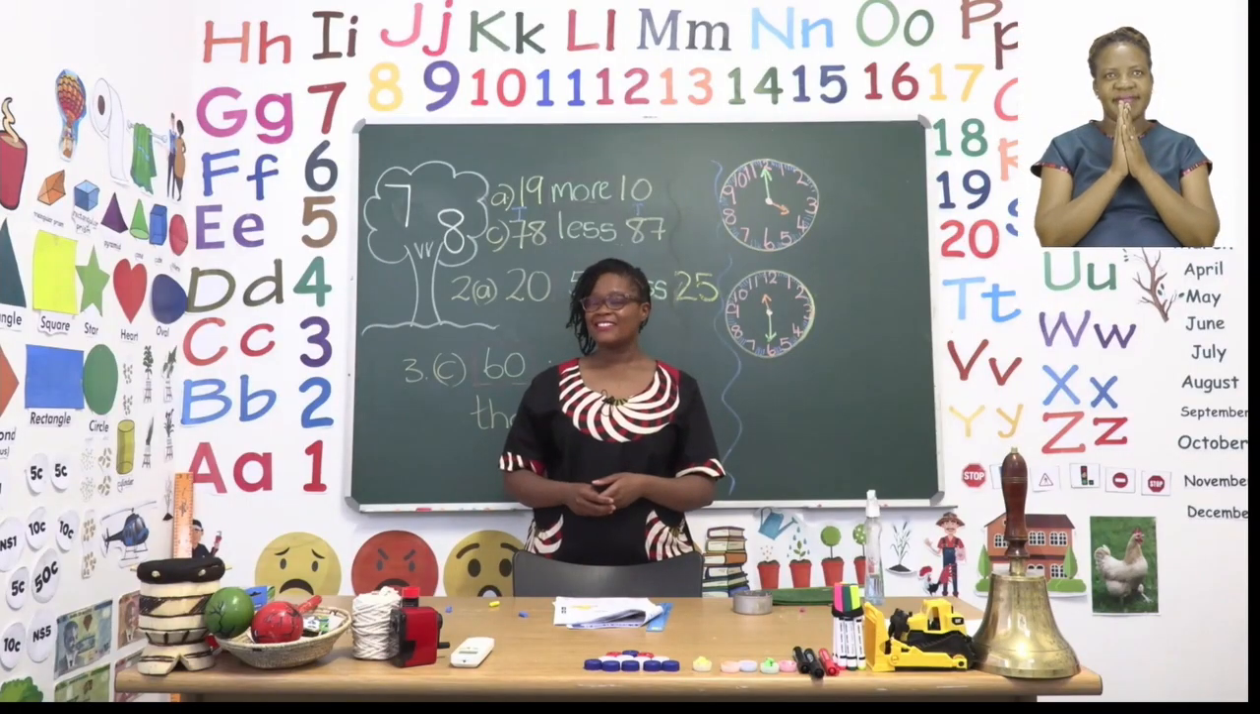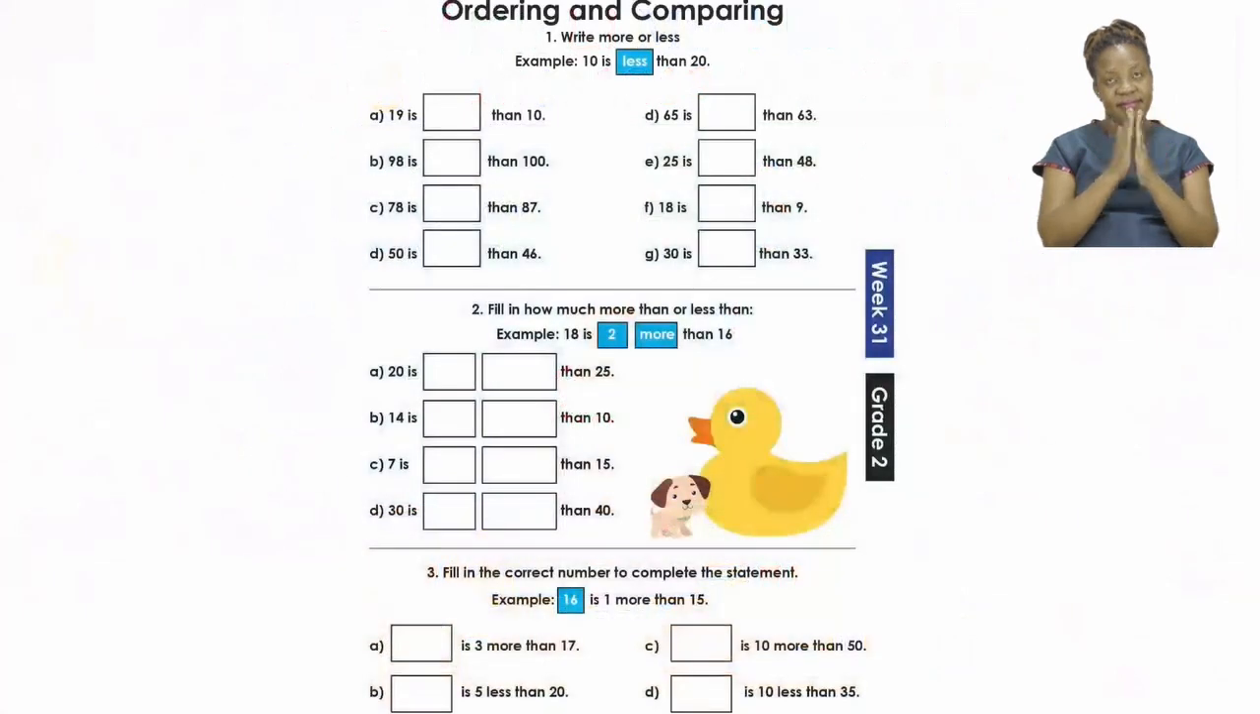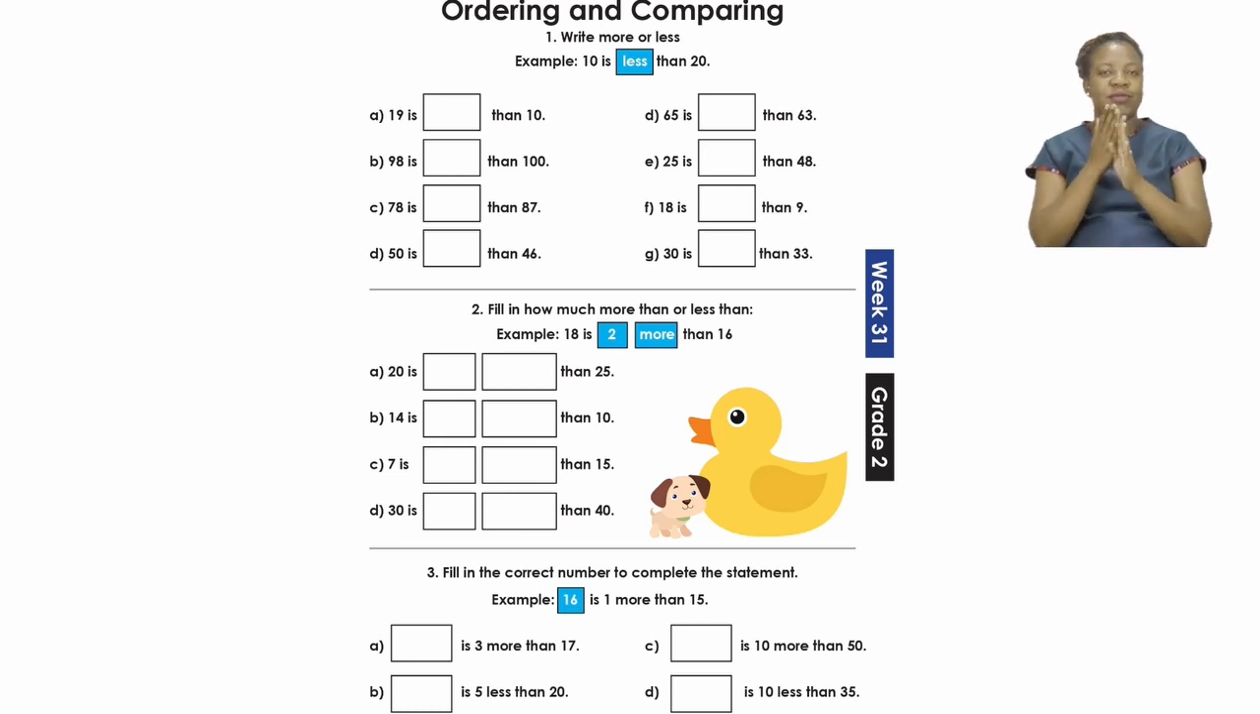For our lesson now, boys and girls, let's go to the next page, page 7. On page 7, we are going to be ordering and comparing. For the first part of our exercise, we need to find out whether it's more or less. For number 2, we need to add by saying either more than or less than. And then for number 3, we need to fill in the correct number to complete the statement. So let's try and do some of this work together.